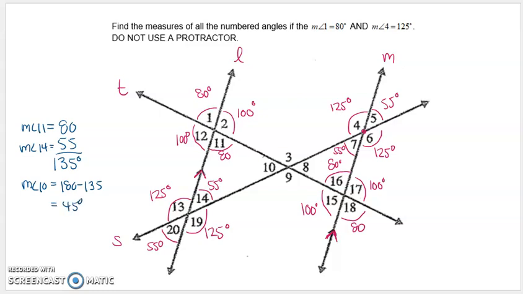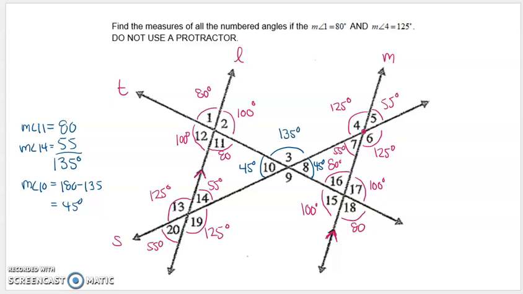I think that's the key to unlocking this middle part. We have one of the angles, 45 degrees. 8 is a vertical angle to 10, so that would be 45 degrees. 10 and 3 form a straight angle, so they're supplementary. So the measure of angle 3 would equal 135 degrees.